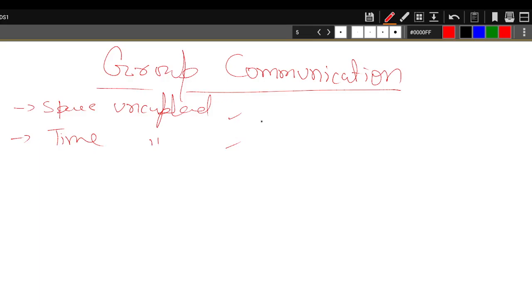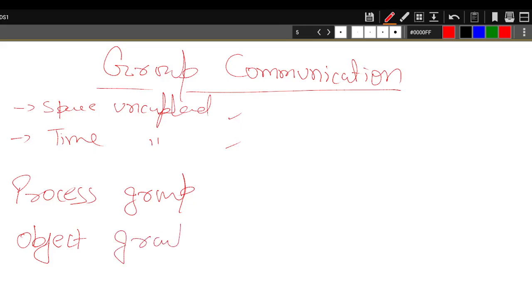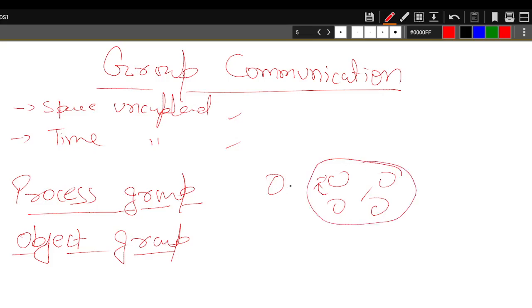Now if I tell you about the group, it can be a process group or it can be an object group, no problem. Whatever the group, we need to implement it. When there are processes, these processes will be members of a certain group, and there will be a certain method through which they can join a group and leave a group. A sender may send to all the members of the group.